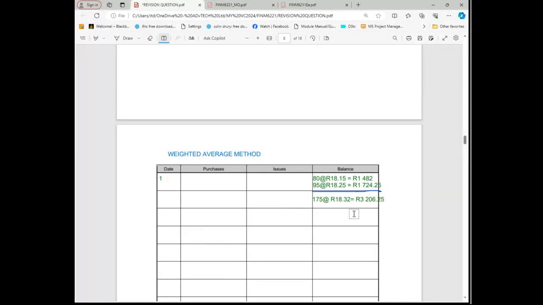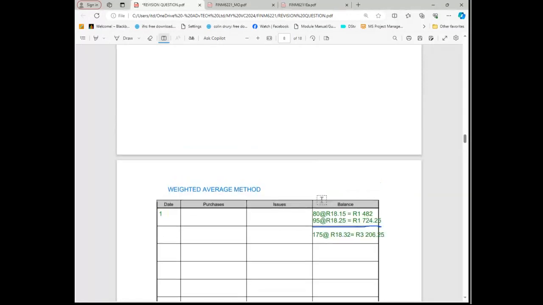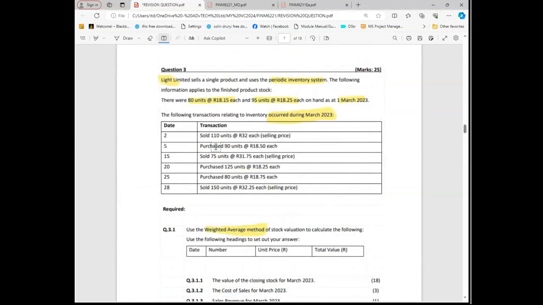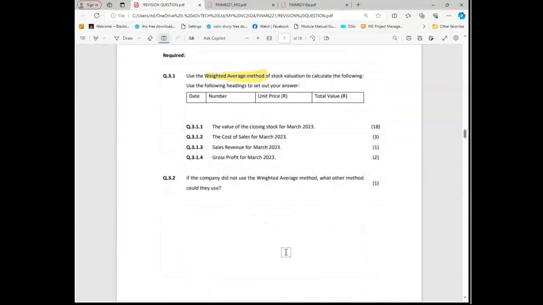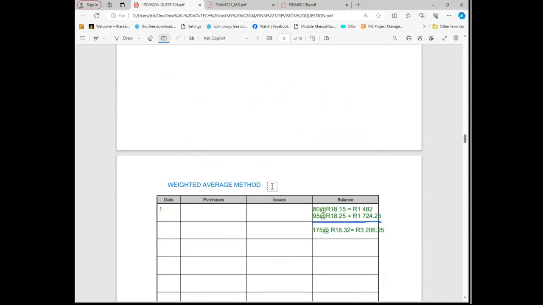So now, as long as you understood this, we can go back and transact on the second. We sold how many? 110 units. Please do not use the selling prices, because remember, we are just controlling the stock within the business. So do not use this 32. When you see selling prices, you do not use them here. We always use cost prices.